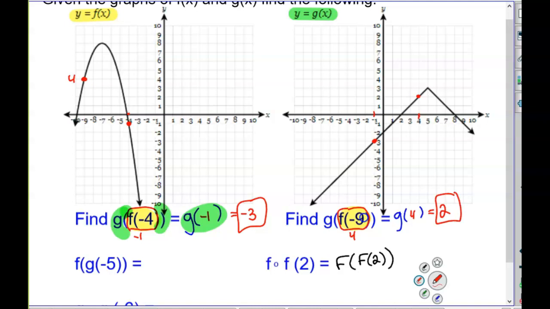g of f of negative 9 is 2. Okay. If I do the next one, deal with the inner part first. So f of g of negative 5. Now g is the inside layer. We're going to go over to negative 5 on g and see that its output is negative 7. And then I'm going to do f of negative 7. So then I have to go over on f. Where's negative 7? It's up here at 8.